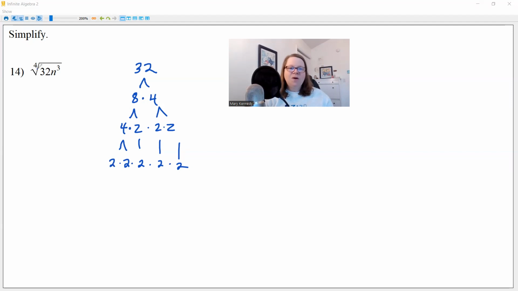So this 4 is also important because it tells me I'm looking for groups of 4 of the same thing. So 1, 2, 3, 4. I see 4 2's right here. I'm going to group those together, and then I've got 1 left over.